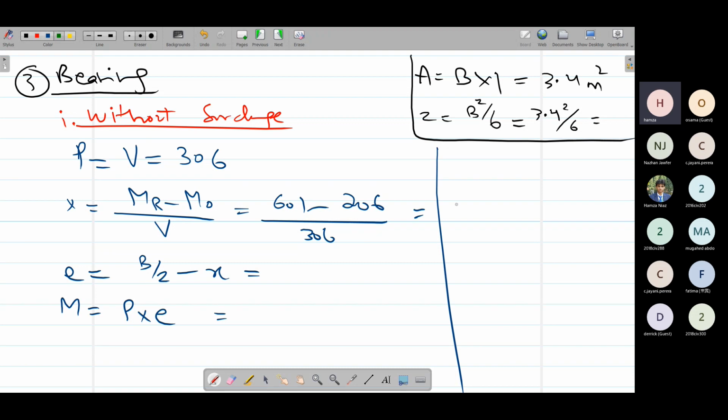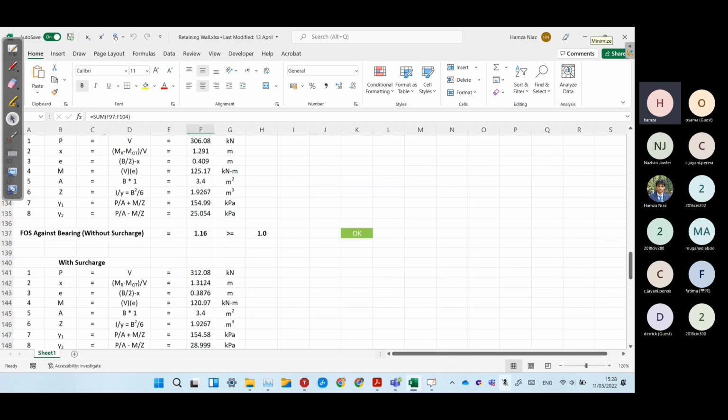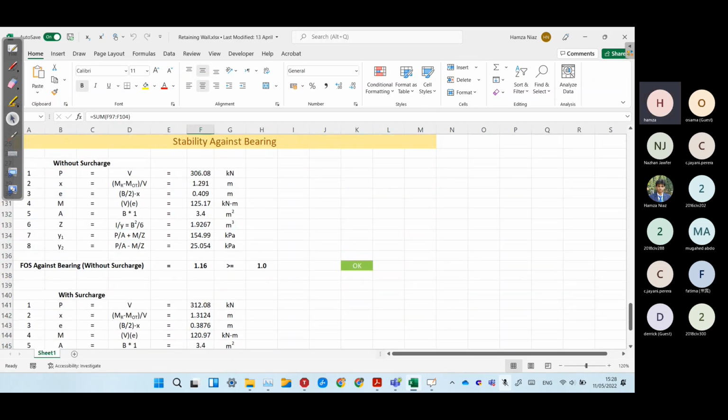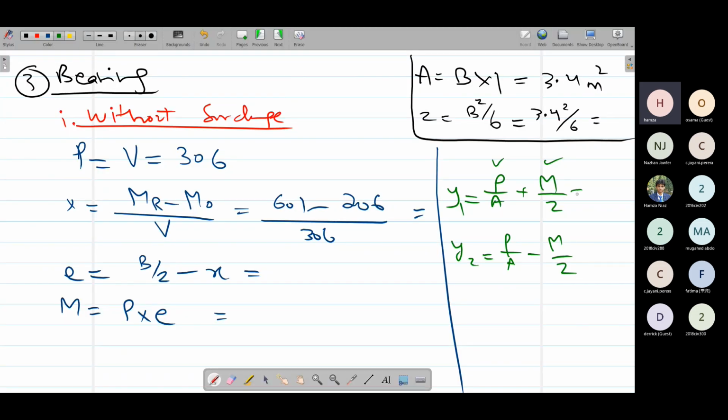Finally our Y1, the bearing pressure, would be P over A plus M over Z. We know P, we know M, we know A, and we know Z. And Y2 would be P over A minus M over Z. If we check these values, our P over A plus M over Z would come as 155 and the other is 25. 155 kilopascals and this is 25 kilopascals.